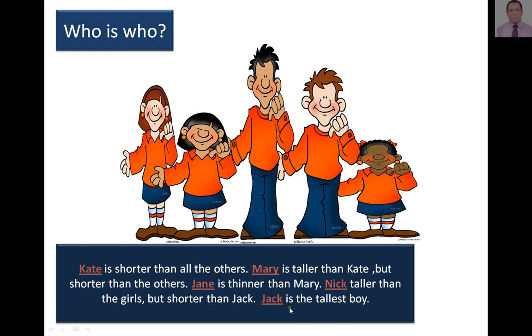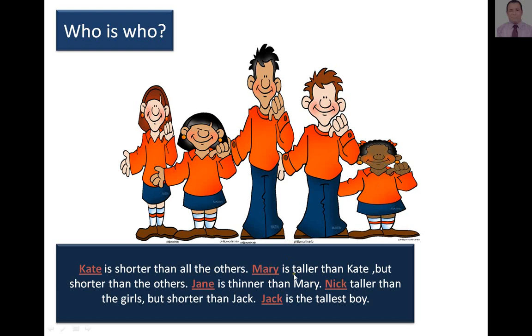So if I start with this guy, Jack, for example, is the tallest. This is superlative. The tallest. Yeah, EST. So which one is the tallest? Yes, good, this is Jack. Okay, what about Kate? Is shorter than all the others. Kate is shorter, comparative, ER, than all the others. So which one is the shortest? This. So this one is Kate.